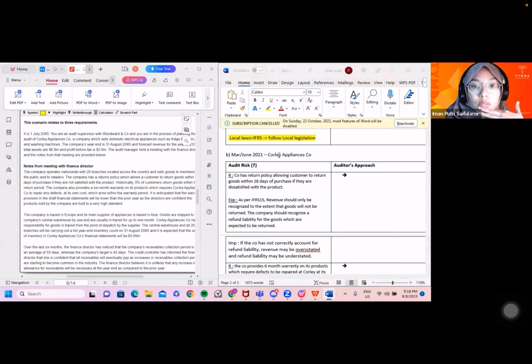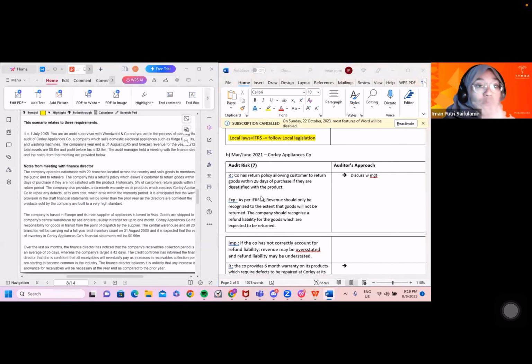Just try to, guys. Even if you get it wrong, it's okay. Especially on the auditor's approach, I know that's the more difficult part. Okay, so basically the first thing is we want to discuss with management why they actually put this 5%. We want to discuss with management on the rationale.